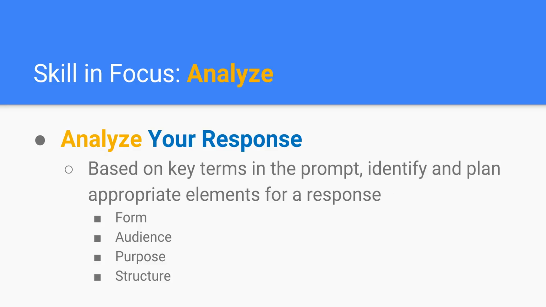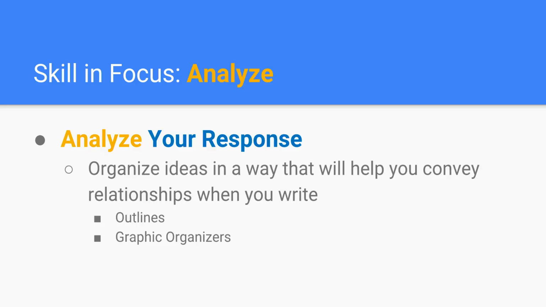And then you analyze your response to make sure that what you write actually matches the prompt. In English, we're particularly concerned with form, audience, purpose, and structure. But in general, always just make sure you plan your response and make sure that it answers everything that question is asking. And one helpful way to do that is to use things like outlines and graphic organizers to help you organize your ideas and make sure you're conveying the proper relationships between those ideas. Answer the question that's being asked.